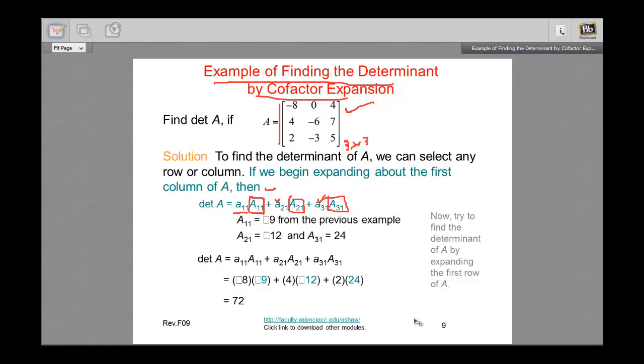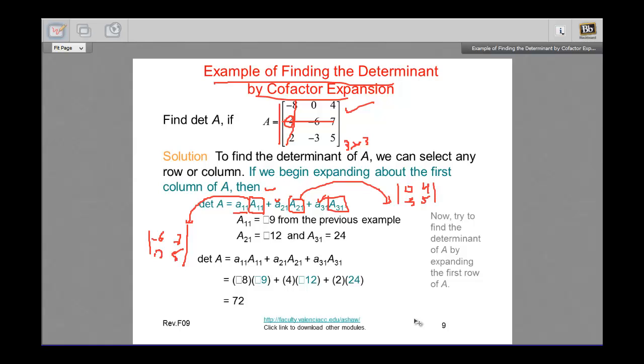Here they are not showing what A11 is, so I will tell you. In this case the A11 minor will be -6, 7, -3 and 5. This is A11. And what is A21? When I delete this row and this column, the rest of the determinant will be 0, 4, -3 and 5. So this will be our A21.